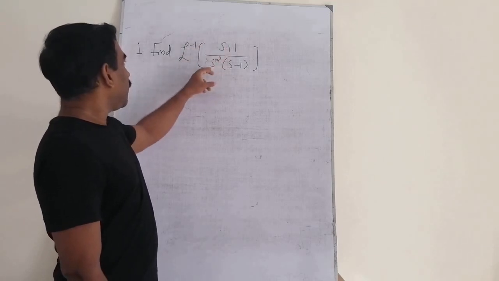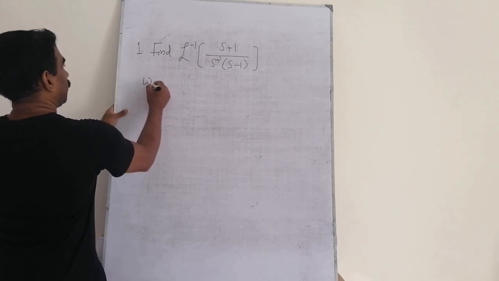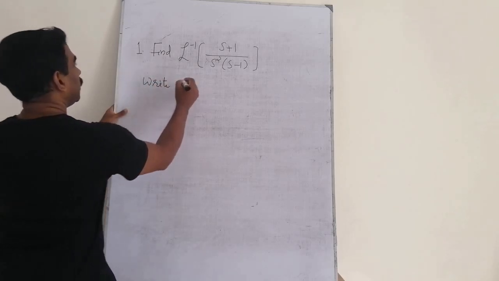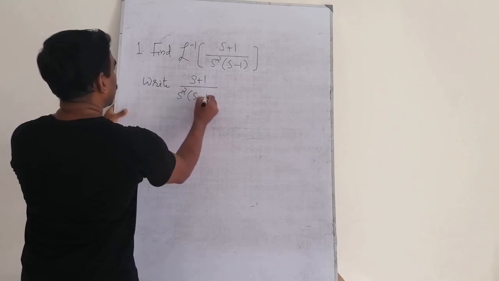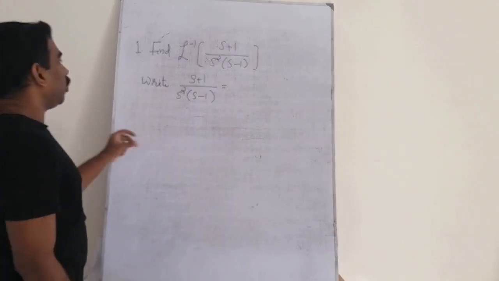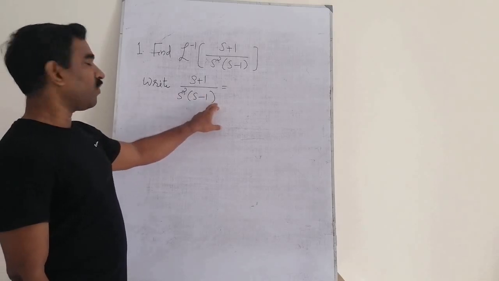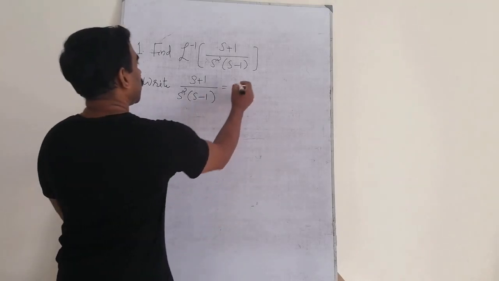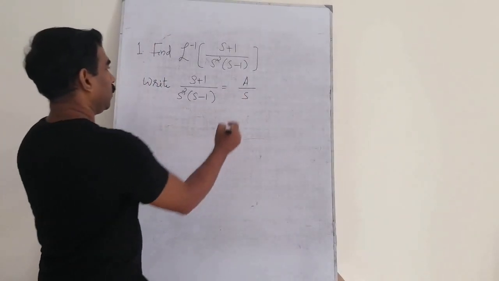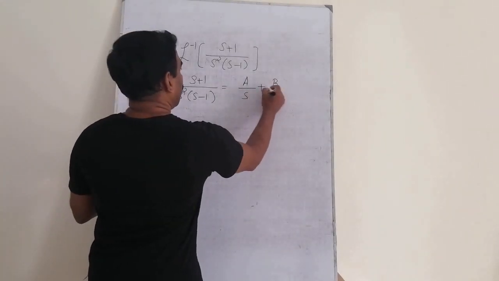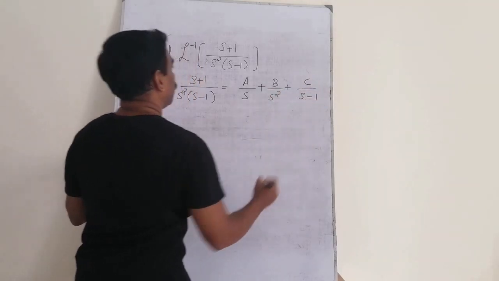Now find L inverse of (s + 1)/(s^2 (s - 1)). See, (s + 1)/(s^2 (s - 1)) can be split into partial fractions. In the denominator we have a repeated linear factor, s^2, and another linear factor, s - 1. So corresponding to s^2, first we have A/s. Now the second term, B/s^2, plus C/(s - 1).